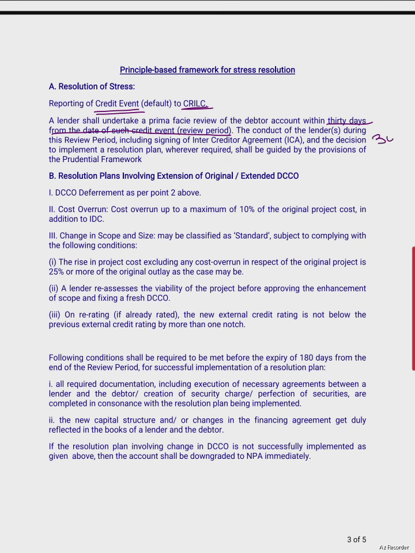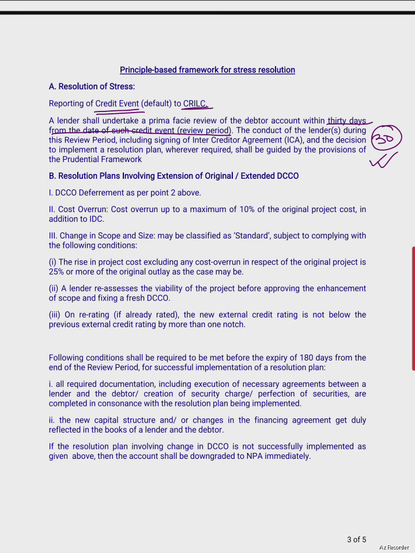So within 30 days, if there is any credit event, say one of the credit events is extension of DCCO, then within 30 days the inter-creditor arrangement has to be there. So it means there is a more principle based framework in this particular direction.